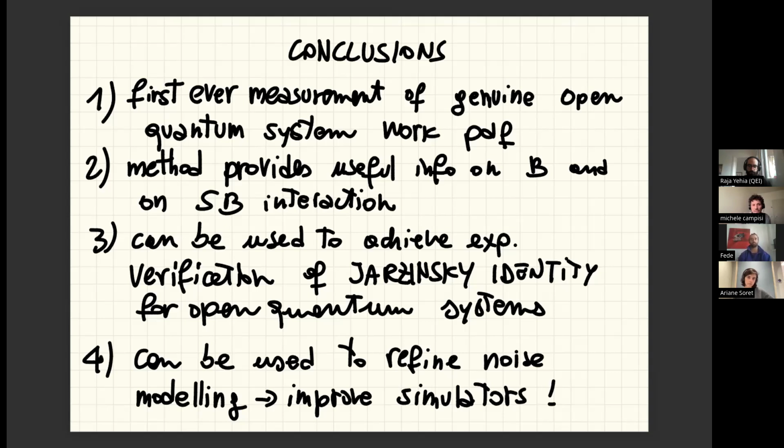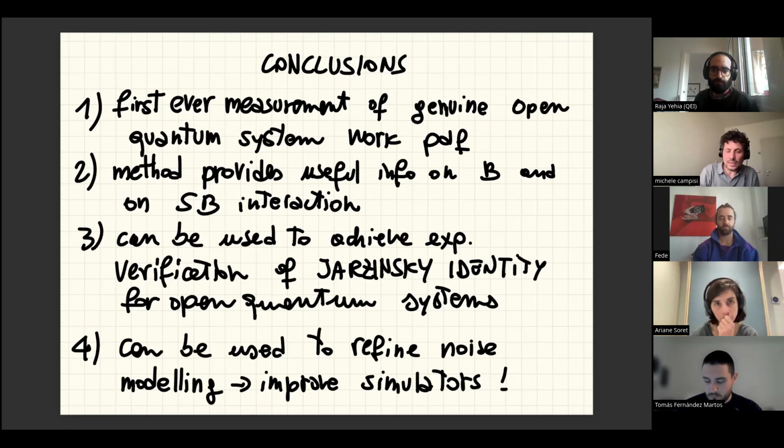Since the method allows us to measure the work probability distribution, it can allow us to verify the Jarzynski identity for open quantum systems, which is still an item in the list that is missing a check. This has not been checked experimentally yet. And of course, now that we know how to measure the work PDF for the open quantum case, we can use it to do that. And finally, it can be used to define noise modeling and improve simulators.